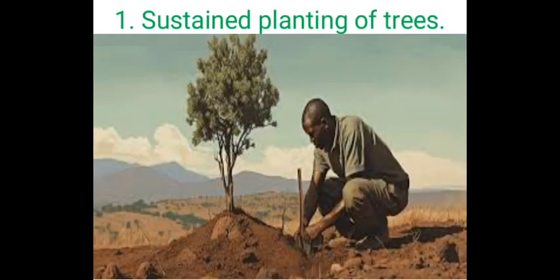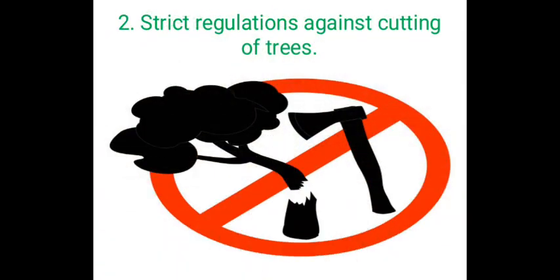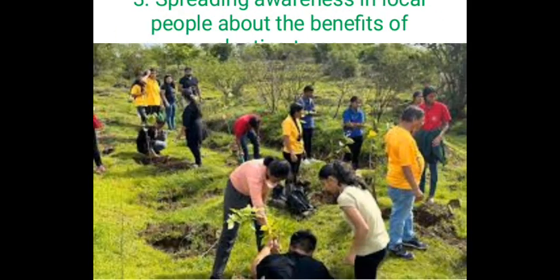Let's look at the control measures of desertification. Sustain planting of trees. The second one is strict regulation against cutting of trees. The fourth one is people should be taught the benefits of planting of trees.